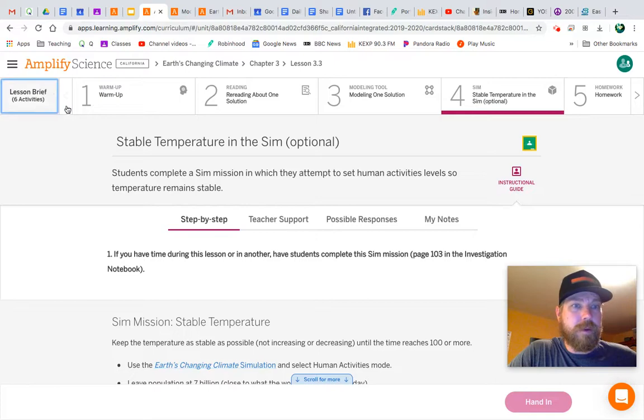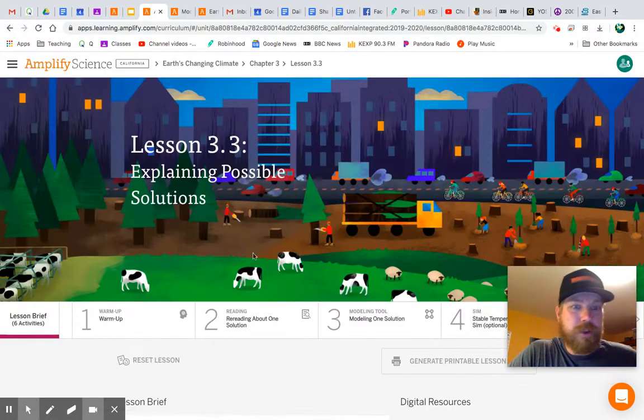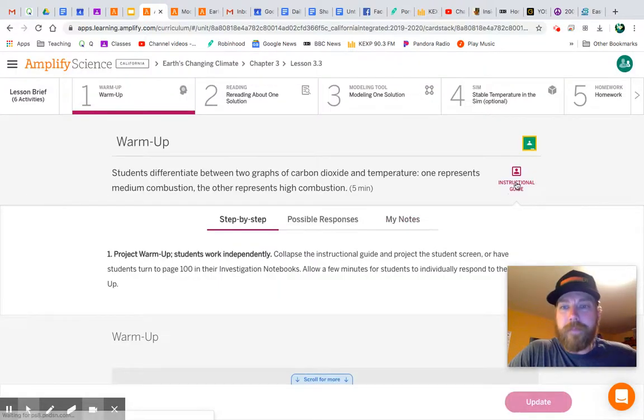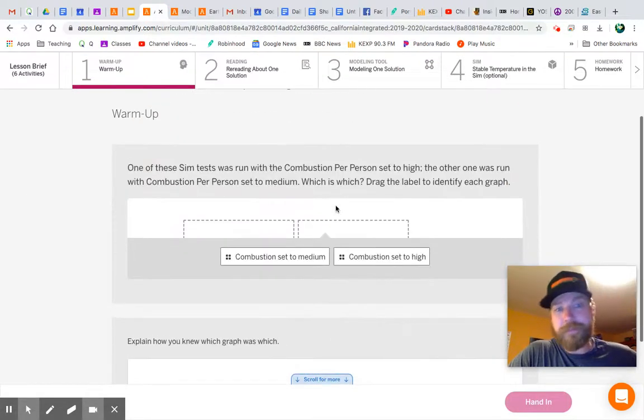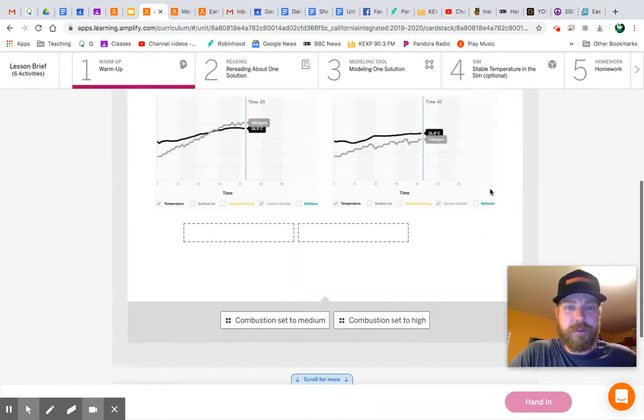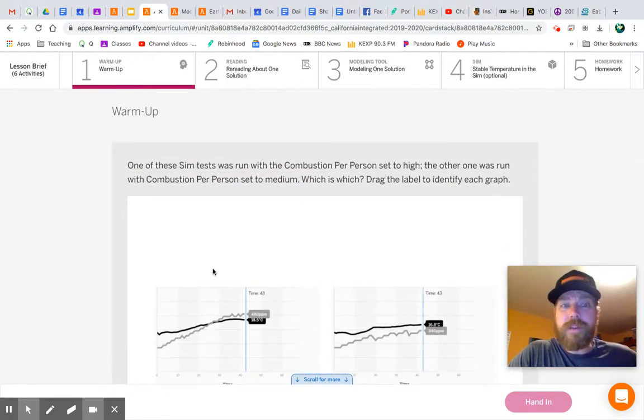Here we are. I want to see the artwork. There it is, I love it. Okay, here's our warm-up. There's all sorts of pictures. One of these sim tests was run with the combustion per person set to high. The other one was run with combustion per person set to medium. Which is which? Drag the label to identify each graph.